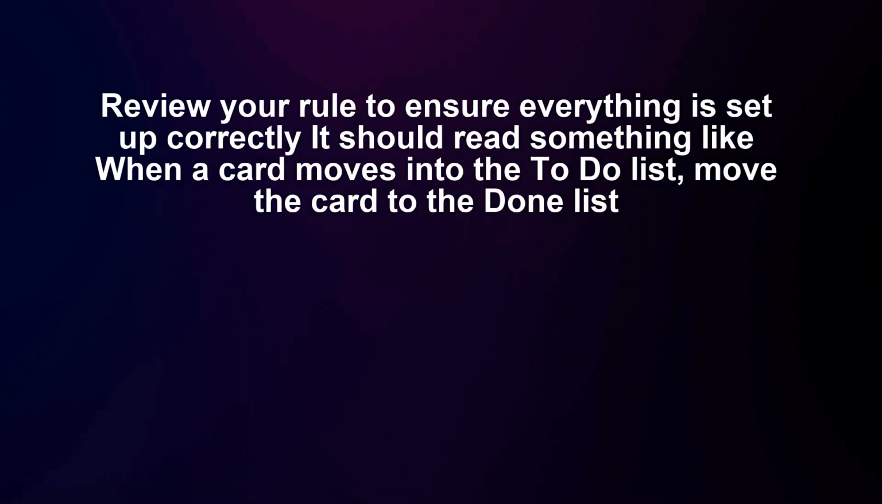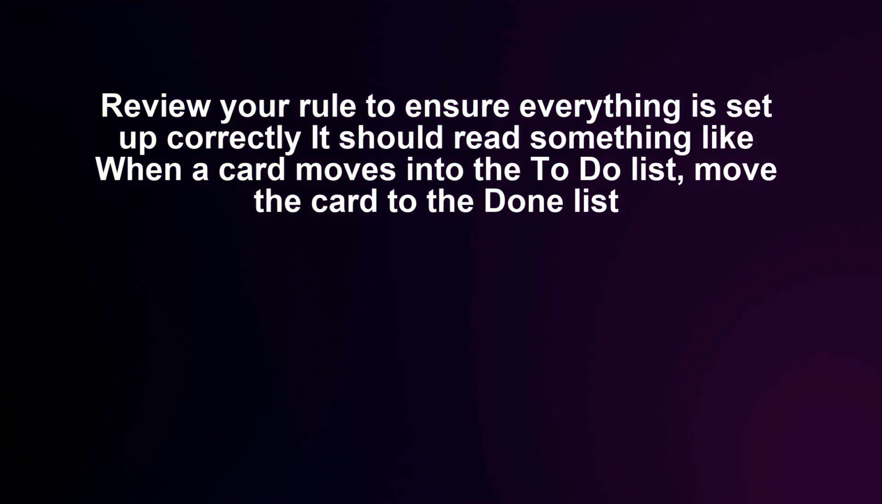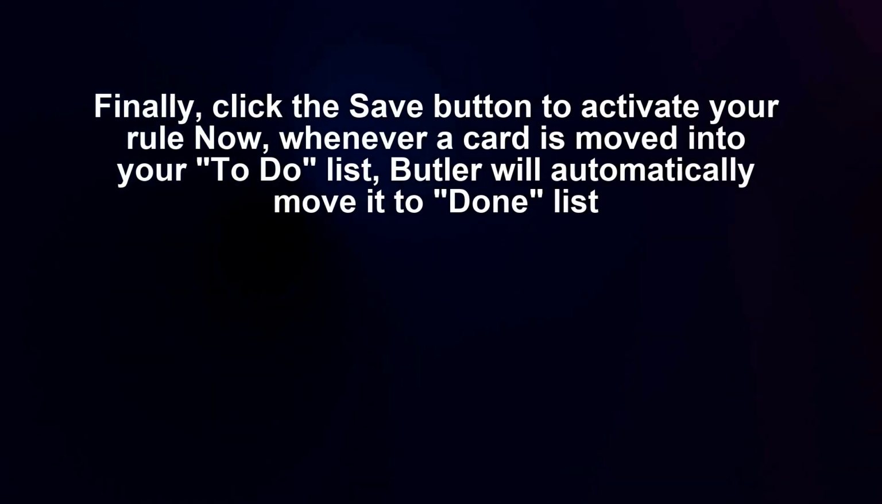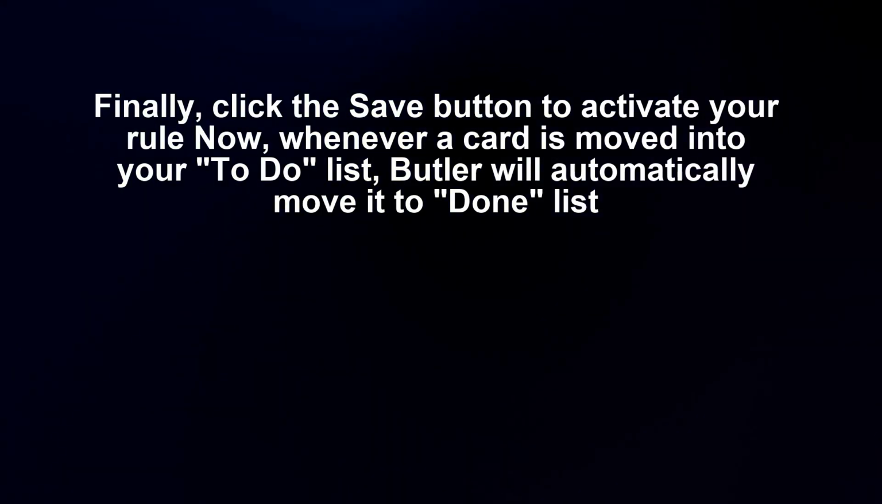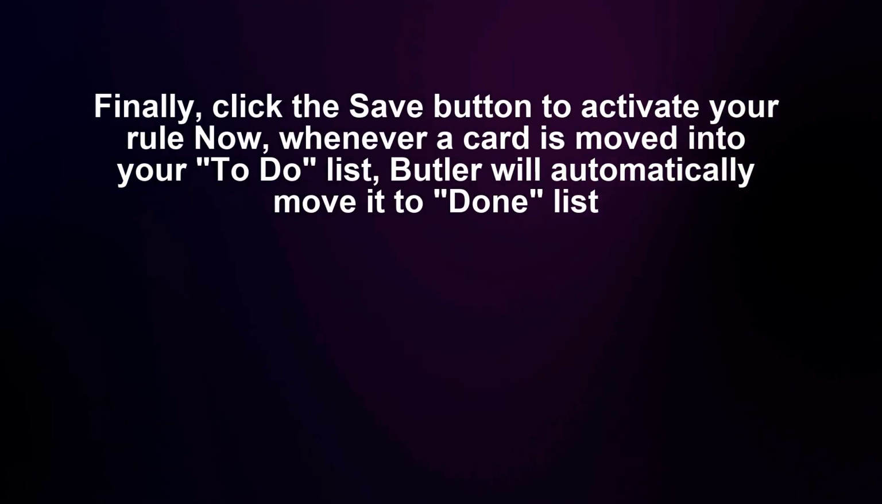Review your rule to ensure everything is set up correctly. It should read something like, when a card moves into the to-do list, move the card to the done list. Finally, click the Save button to activate your rule. Now, whenever a card is moved into your to-do list, Butler will automatically move it to the done list.